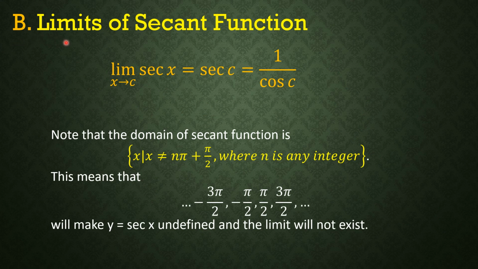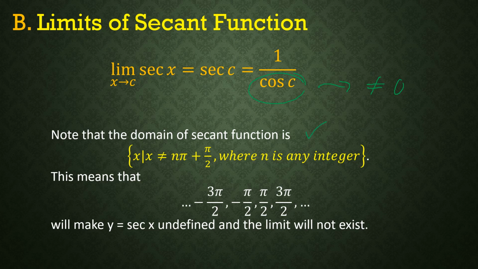But when it comes to the limits of the secant function, we need to go back and recall the limit of secant x as x approaches c is secant c, where secant x is equal to 1 over cosine x, right? By reciprocal identity, so that will be 1 over cosine c, provided that cosine c must not be equal to 0. Well, if that will happen, then the limit will not exist.